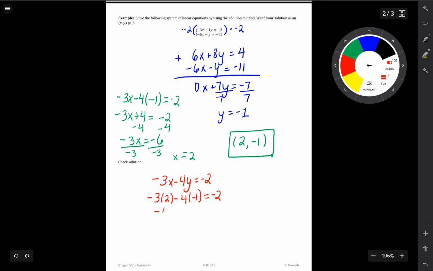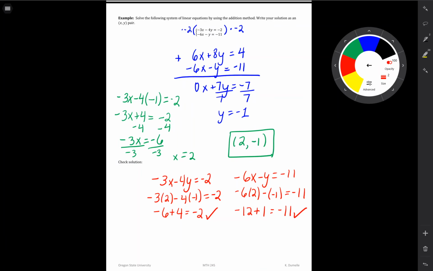That is negative 6 plus 4 equals -2, which is true. So our first equation is good. Next, we need to plug into the second equation. This will be -6x minus y equals -11, or -6 times 2 minus -1 is equal to -11. That is -12 plus 1 equals -11, also true. So we are good to go. We have solved this one correctly.